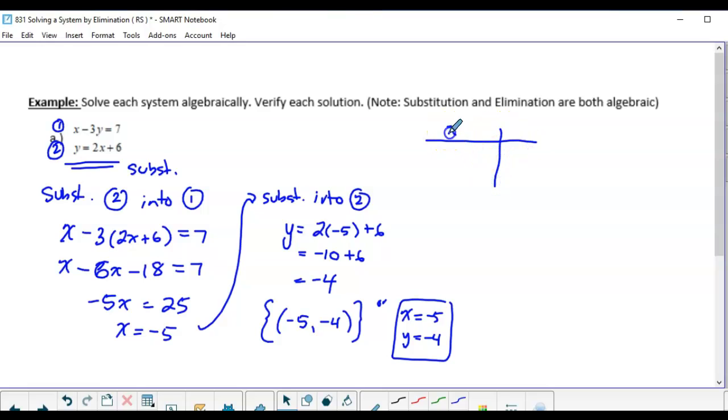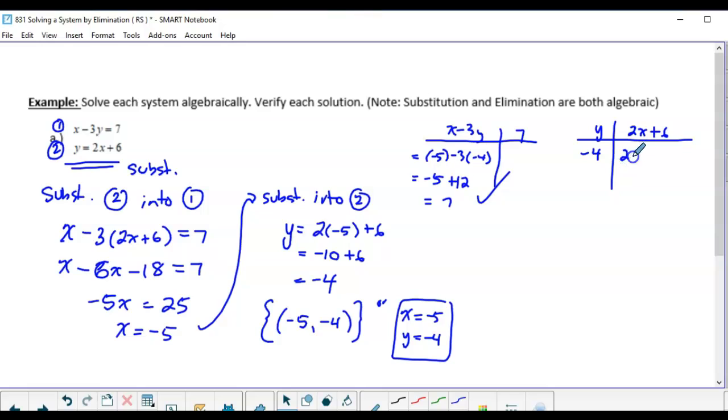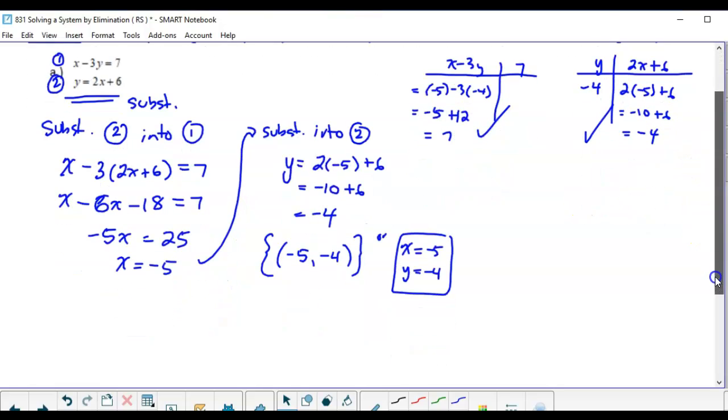To verify, into the first equation, we're going to have negative 5 minus 3 times negative 4. Negative 5 plus 12 equals 7. And into the second equation, your y value is negative 4. 2 times negative 5 plus 6 is negative 10 plus 6 is negative 4. It worked.